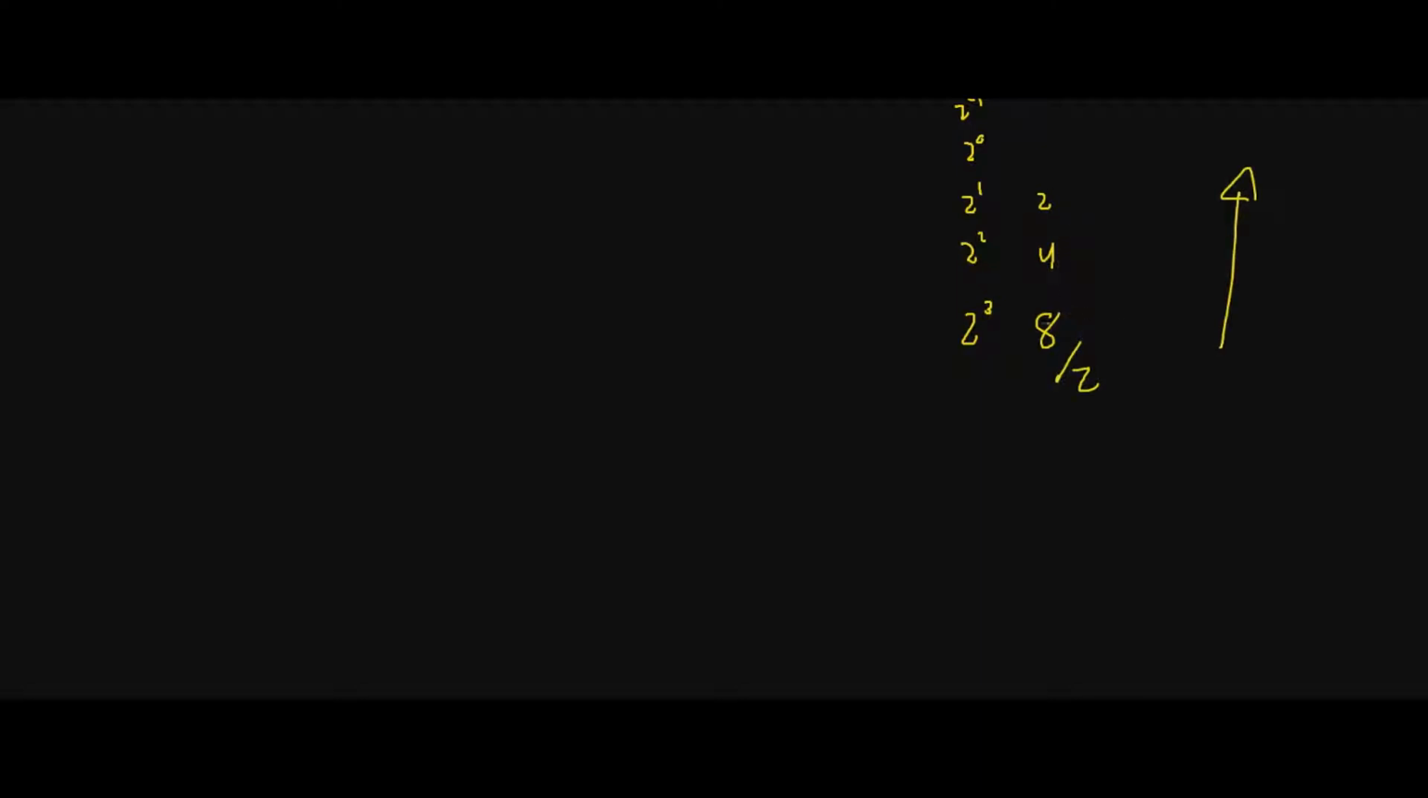Well, we're dividing by 2. 8 divided by 2 is 4. 4 divided by 2 is 2. 2 divided by 2 is 1. And that's why you see, oh, 2 to the 0 is 1, because it just means 2 divided by 2. 2 to the negative 1, we'll divide 1 by 2 and you just get 1/2.